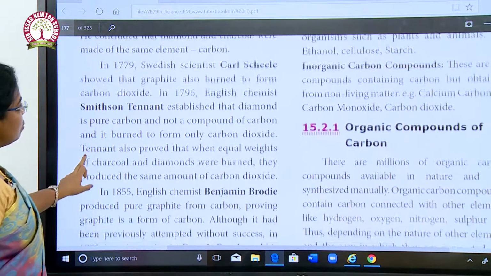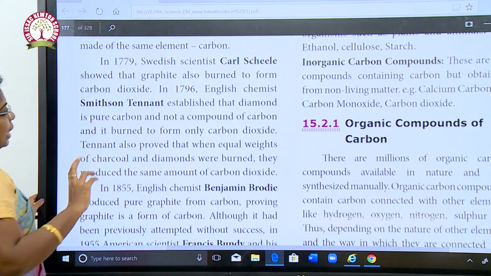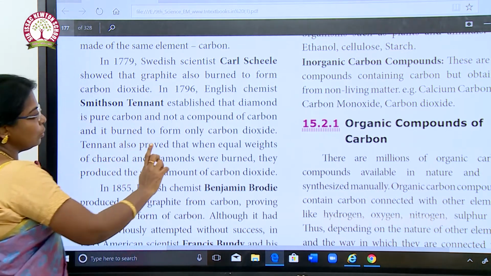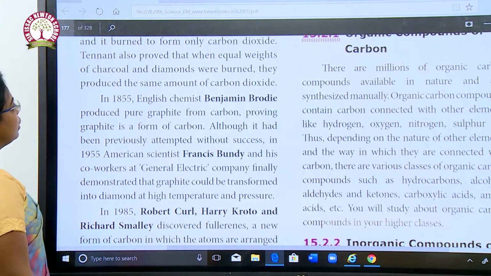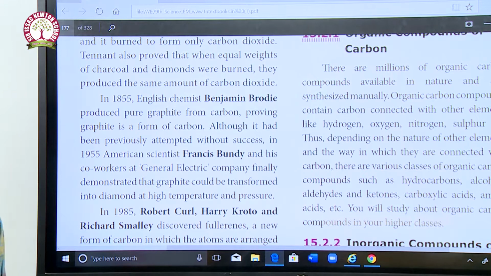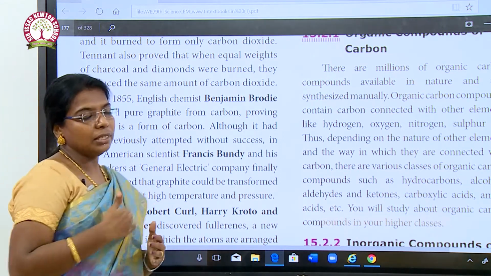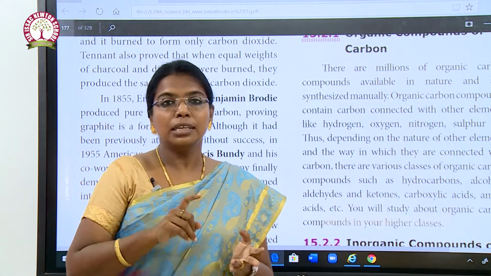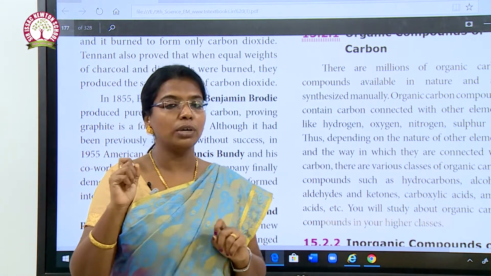In 1779, Swedish scientist Carl Scheele showed that graphite also burned to form carbon dioxide. English chemist Smithson Tennant established that diamond is pure carbon and not a compound of carbon, and burned to form only carbon dioxide. Tennant also proved that when equal weights of charcoal and diamonds were burned, they produced the same amount of carbon dioxide. In 1855, English chemist Benjamin Brodie produced pure graphite from carbon, proving graphite is a form of carbon. So the scientists undertook tests and proved that graphite, diamond, and charcoal all have a main constituent called carbon.